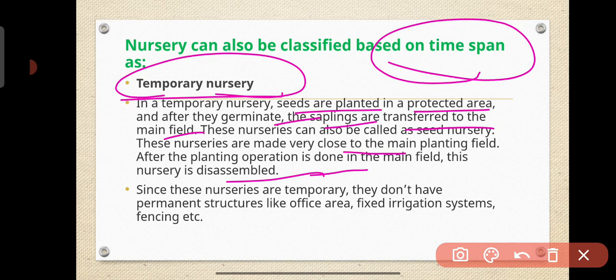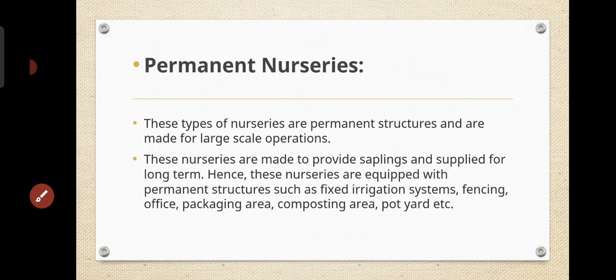But on temporary basis we can adjust, and a similar case happens in temporary nursery. This kind of nursery is made near to the planting operations, near to the main planting field, and once the task for which the nursery was made is complete, the nursery will be disassembled. Now, since these are temporary, there will be no permanent structures like office space, irrigation system, etc. Next, we have permanent nurseries.